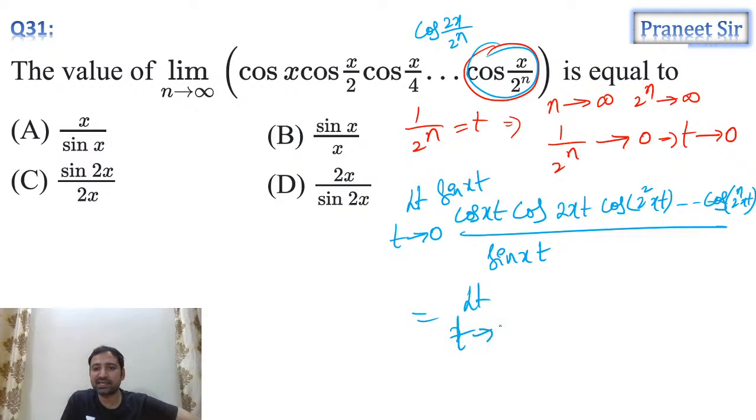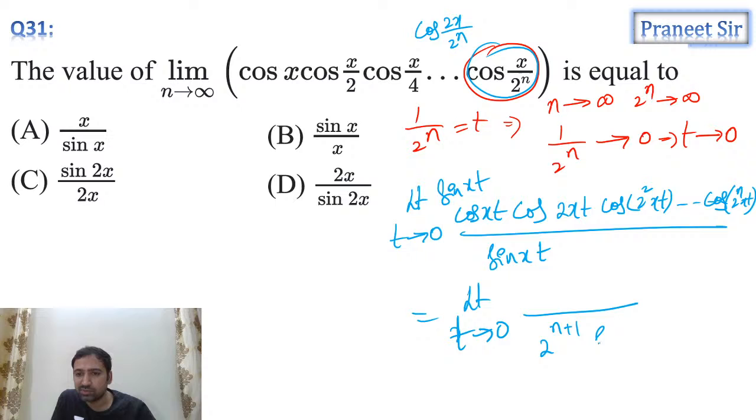Limit t tending to 0. The denominator is 2 power n plus 1, because how many terms are there, guys? n plus 1 terms are there. So 2 power n plus 1 into sin xt. And in the numerator, finally I'll get sin 2 power n plus 1 into xt. Yes, that's what we're getting.